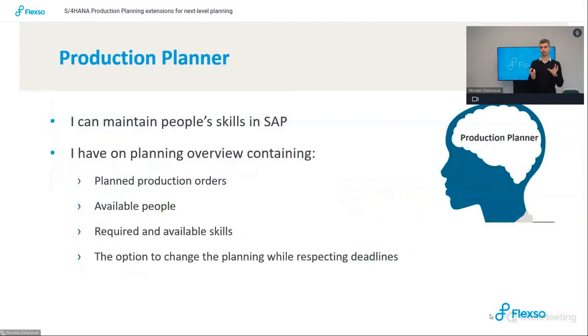So to give a brief recap of the challenges we try to meet here with these functionalities: give the production planner the ability to maintain skills in SAP, one system, and give that planner an overview of all the planned production orders, right? What's required, what's the required end date, can we meet that required end date? The availability of people, right? The work centers with their capacities, the required and available skills, on the work centers and on the production operation level, and then also the ability to change quickly with drag and drop functionality, really flexibly change production operations from one person to another.